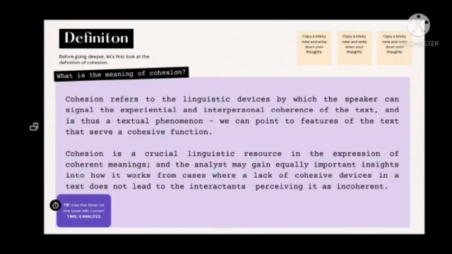Meaning of cohesion. Cohesion refers to the linguistic devices by which the speaker can signal the experiential and interpersonal coherence of the text, and is thus a textual phenomenon. We can point to features of the text that serve a cohesive function. Cohesion is a crucial linguistic resource in the expression of coherent meanings, and the analyst may gain equally important insight into how it works, from cases where a lack of cohesive devices in a text does not lead to the text being perceived as incoherent.